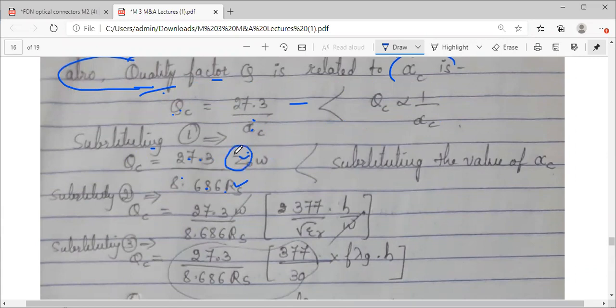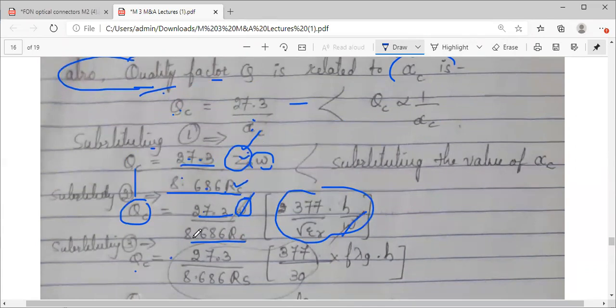Here I will substitute for Z naught. So QC is equal to 27.3, you have this width value as it is, 8.686 RS as it is. Instead of Z naught, I'm substituting. And in this the width term will get cancelled. You'll be left with QC is equal to 27.3 divided by 8.686 RS into 377 into H divided by root epsilon r. So this epsilon r is one more term.